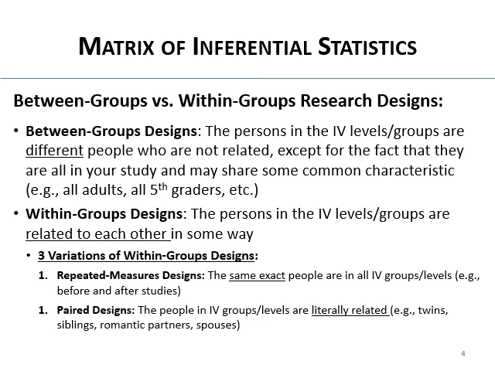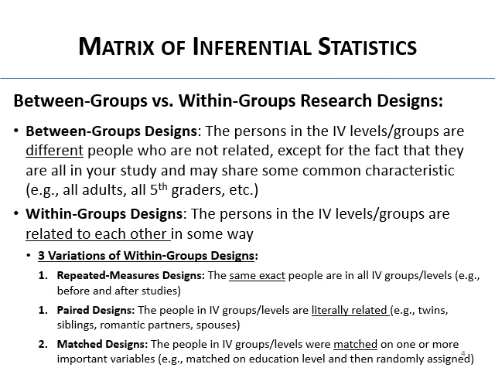So this is when the people in the IV groups are literally related. So they're twins, they're romantic partners, they're spouses. And this is what we call a paired design. So it's not the exact same people, but they are related somehow, right? Familially or by choice.